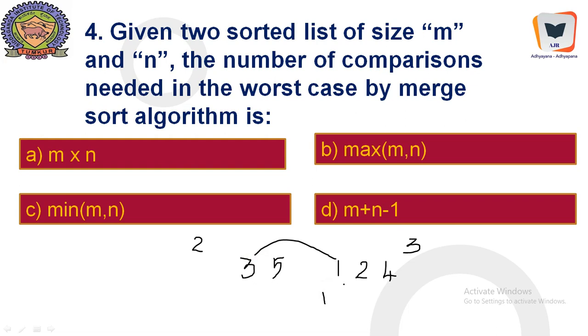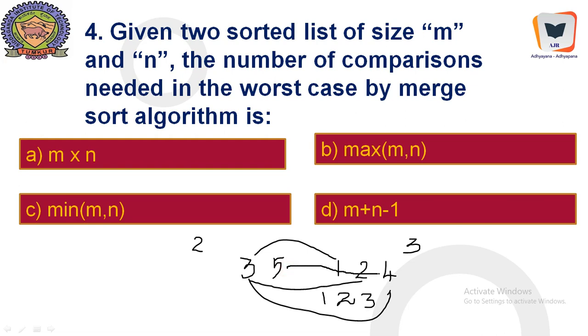Once again the probe will move over here, and 3 and 2 will be compared. 2 will come over here, 3 will remain there only. So the second comparison has happened. Then 3 and 4 will be compared, and 3 will come over here. So 3 comparisons have taken place, and 5 and 4 will be compared.